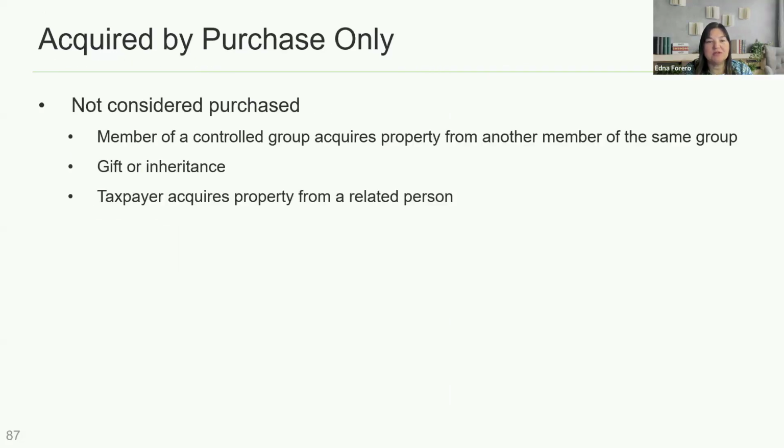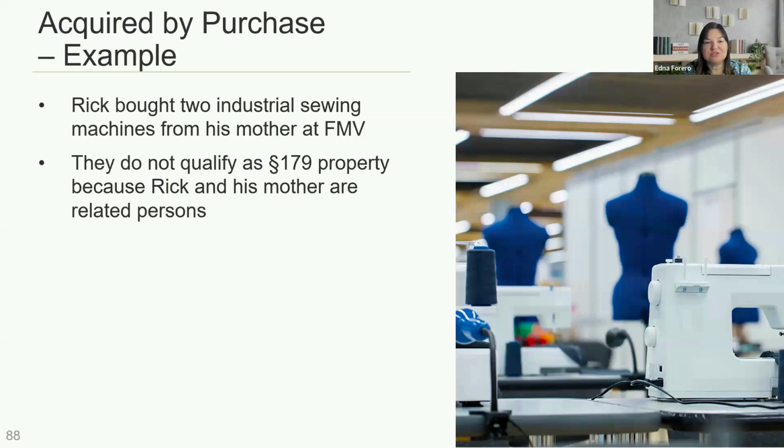Acquired by purchase only, that's pretty clear, but it's not considered purchased if it's from another related property. So let's say you have one company and a sister company, and you're selling items between you. It also doesn't qualify if it's a gift or inheritance, or if you get the property from a related person. So if your sister or brother sells you the property or gives you the property, you cannot deduct it. All right, and here's an example of that. Rick bought 2 industrial sewing machines from his mother at fair market value. They do not qualify because Rick and his mother are related persons. So in this case, it would not work.